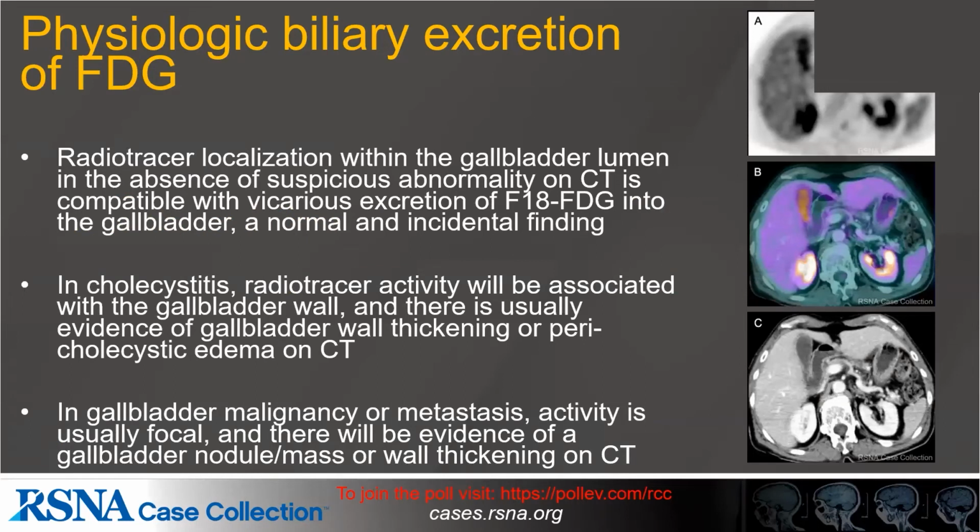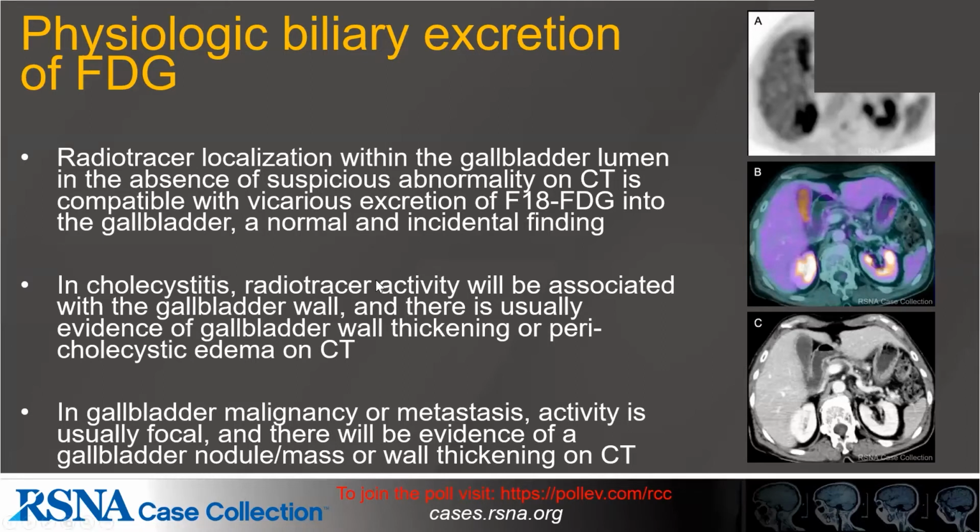If you notice here, the radiotracer localization is inside the gallbladder lumen, in the absence of suspicious abnormality on CT. We don't see any wall thickening. It's rarely seen on PET CT imaging, and it's related to vicarious excretion of FDG into the gallbladder. This should be recognized as a normal and incidental finding and should not be confused with pathology.